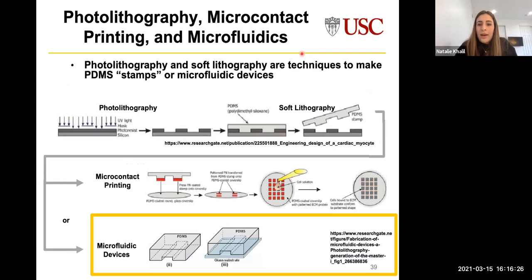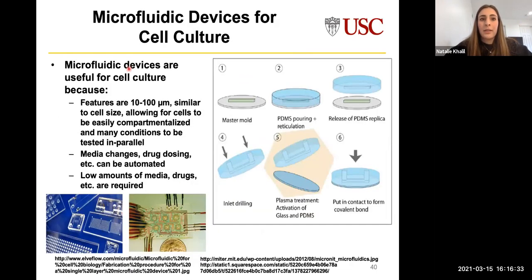Okay, and so in the last segment of class, we'll discuss microfluidic devices. Microfluidic devices have small features on the scale of 10 to 100 microns, which is similar to cell size. So this allows us to easily compartmentalize cells and test multiple conditions in parallel if we have multiple chambers or channels on one device. And then we can use really small volumes of media and drugs, et cetera, which allows us to minimize basically the cost of experiments.